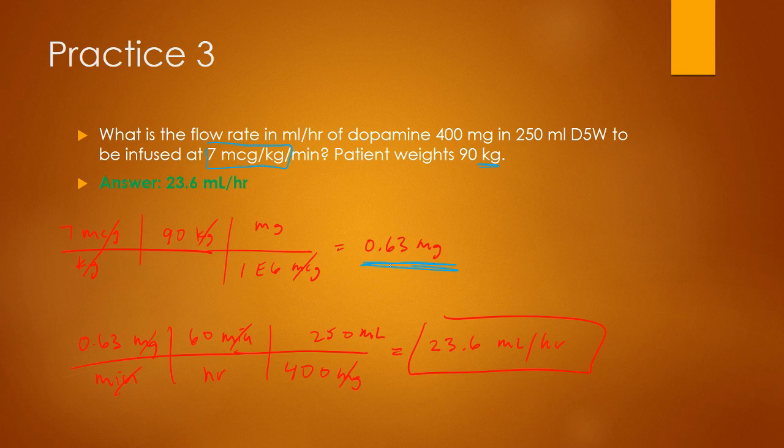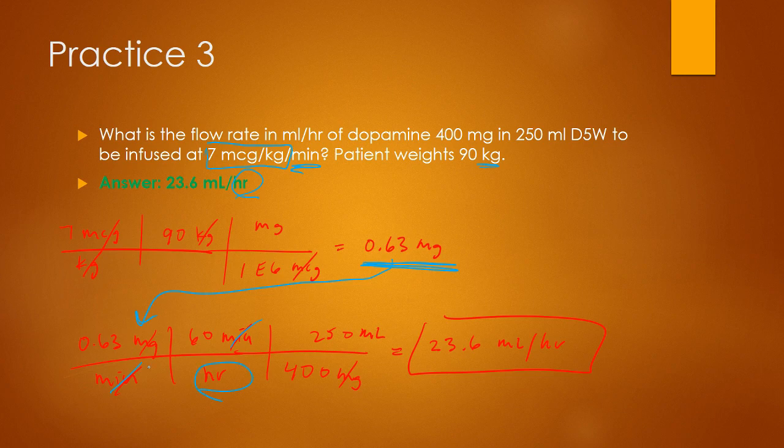So your answer will be this. Taking that answer and plugging it in, you know that you're still left with minutes. So it's going to be 0.63 mg divided by minutes. Since you want the units to be in hours, you're going to cancel those minutes, so 60 minutes in 1 hour, then you're left with hours.